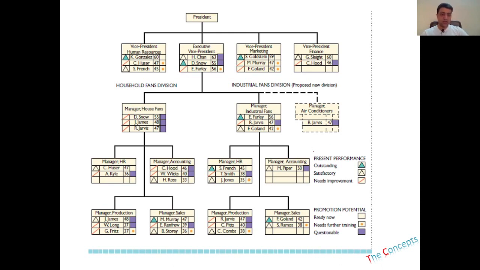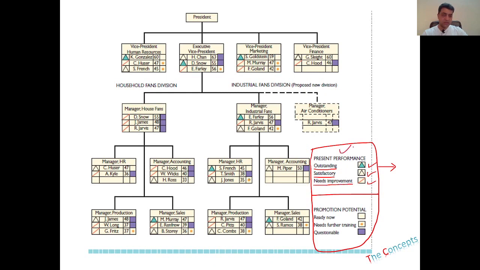First of all, you need to understand this key that we have already created so we can understand how to use this chart. In this key, it is divided into two types of data. Now, what is this telling us? What is the present performance of an employee? If you get this kind of sign, the performance is outstanding. If there's this kind of sign, the performance is satisfactory. And if there is this kind of sign, the performance needs improvement.